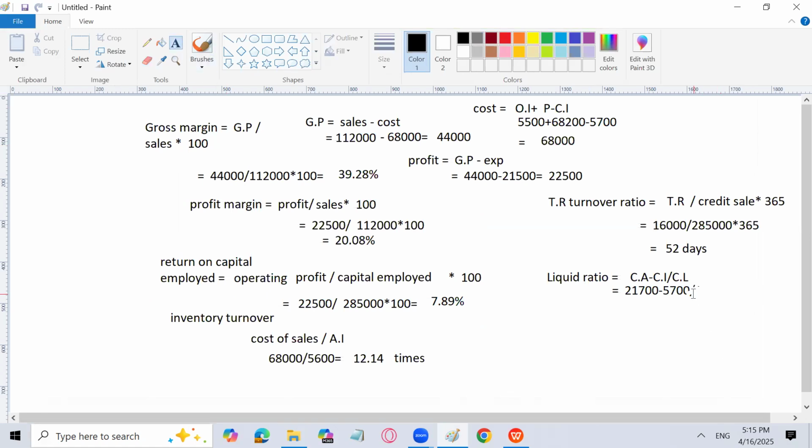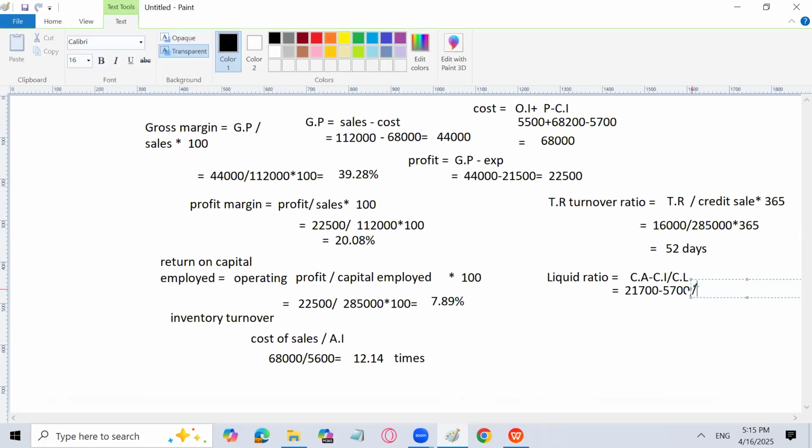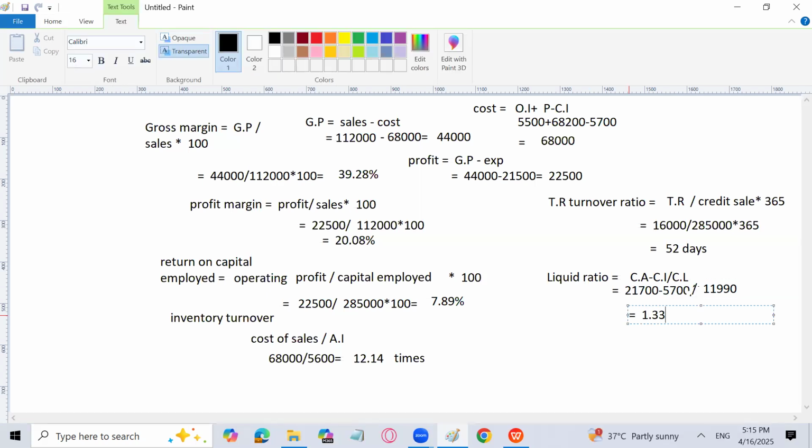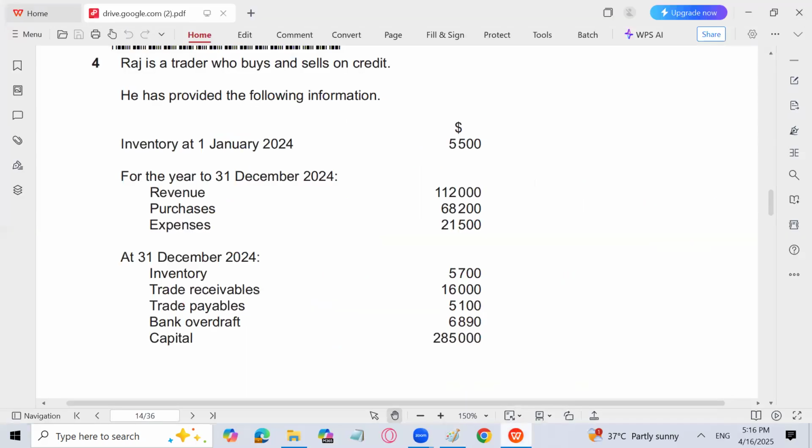1.33 ratio 1 divided by 119,990. Okay, the ratio is going to be 1.33 ratio 1, you have to write it in the form of ratio 1. It shows that your liquid assets are 1.33 in comparison to your current liabilities of 1, right? So that is quite fine, because 1:1 is the best ratio. So 1.33 ratio 1 is also very good. So it means that you have capability enough to pay back your current obligations quickly.